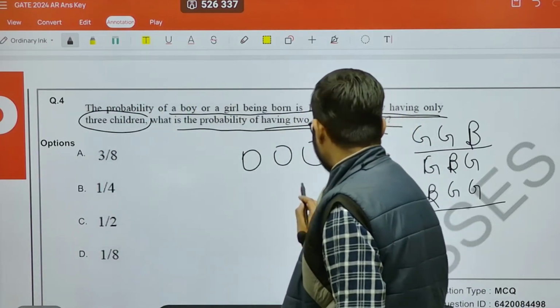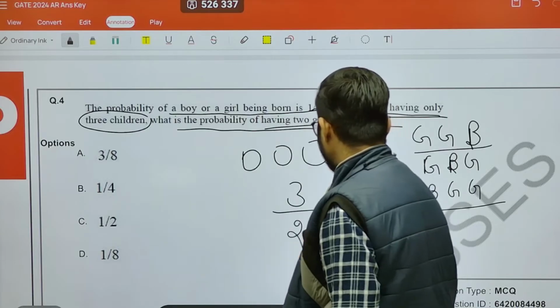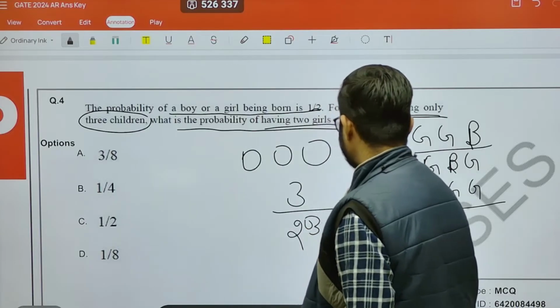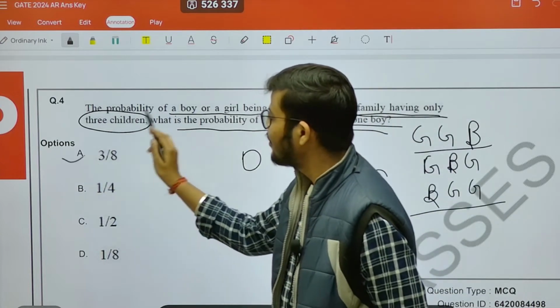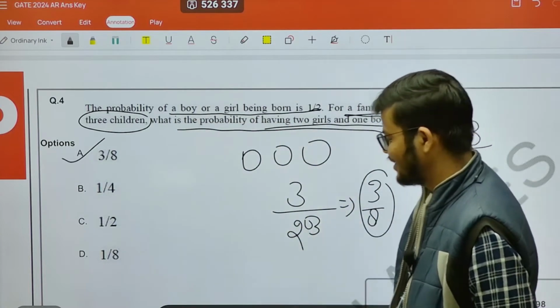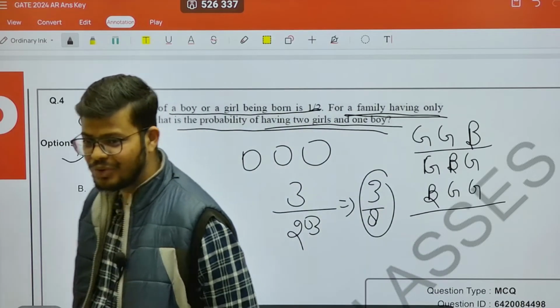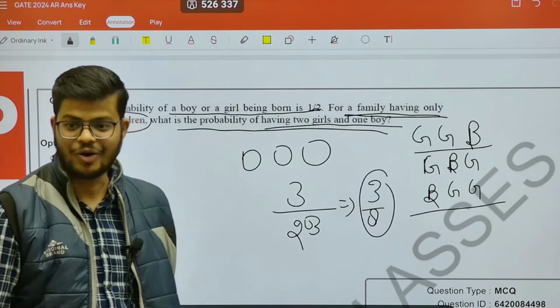So 3 desired outcomes divided by the total outcomes. What are the total outcomes? 2 to the power 3. That means 3/8 is the answer for question number 4. But still, this is not it. How are we going to find it out? If you don't have an idea about these things, how can you solve it?